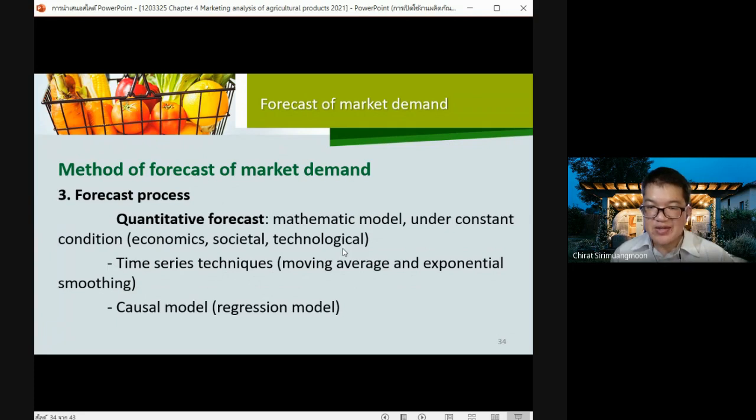We have time series technique, which includes moving average and exponential smoothing. So the first one, moving average, is like, let me check. Because actually, I don't want to go quite deep into the details. It's too much. But I'm trying to explain in brief.